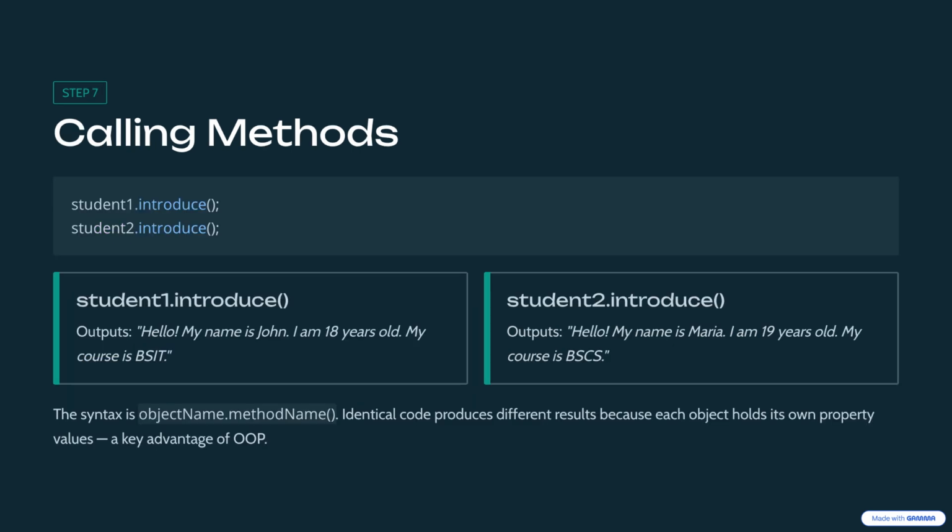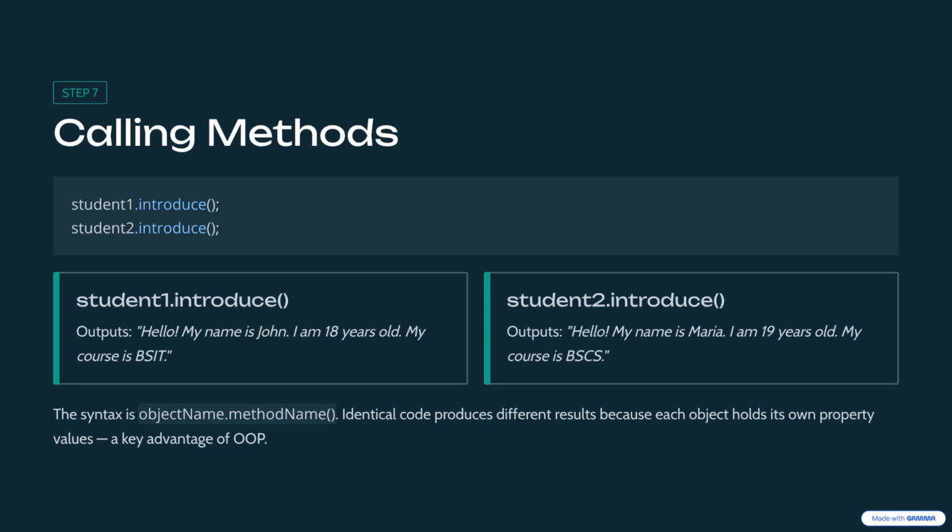After defining the method, we can execute it by calling it through an object. The syntax is the object name followed by a period, then the method name followed by parentheses. When student1.introduce is executed, the program displays John's information. When student2.introduce is executed, the same method runs again. But this time it uses Maria's information.